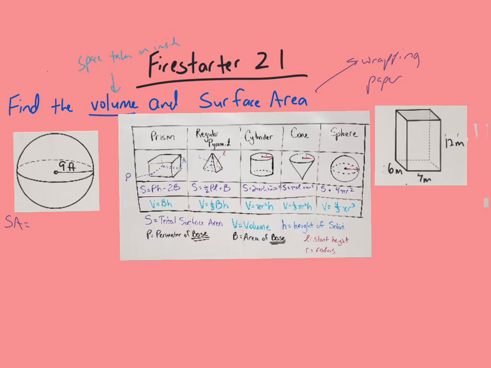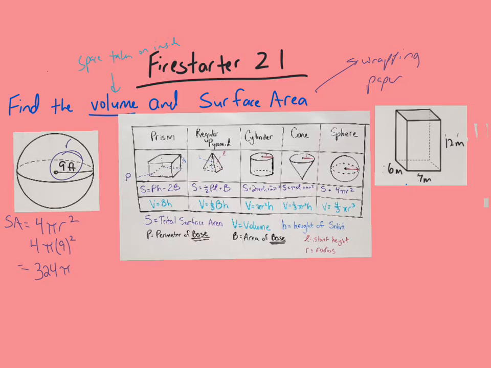Alright, so surface area, number one, the first one we're looking at is the sphere. Remember, the surface area for a sphere is 4 pi r squared. So I'm going to put 4 pi r squared. R is 9. So 4 times pi times 9 squared. So it's going to be 81 times 4, which is 324 pi. You could leave it like that.